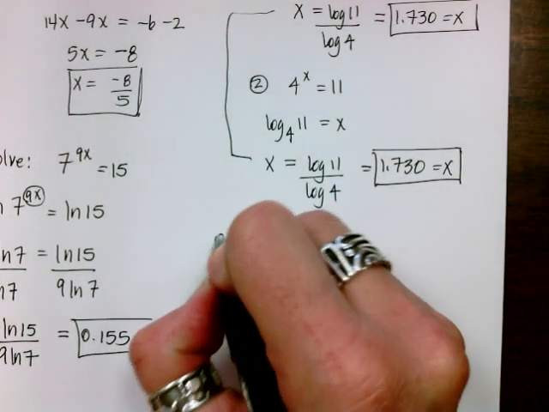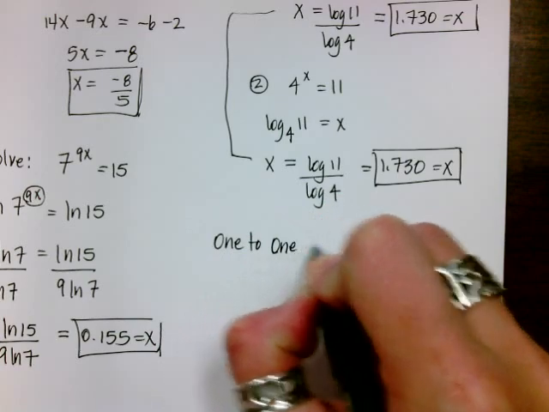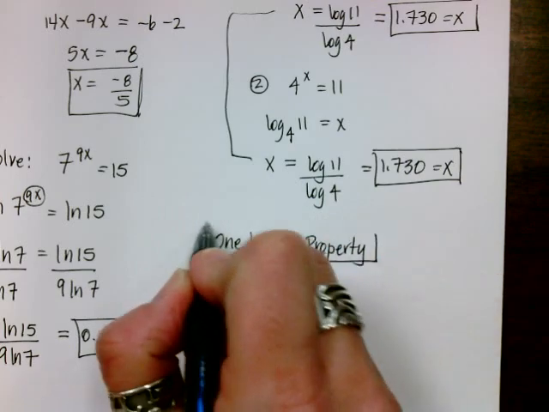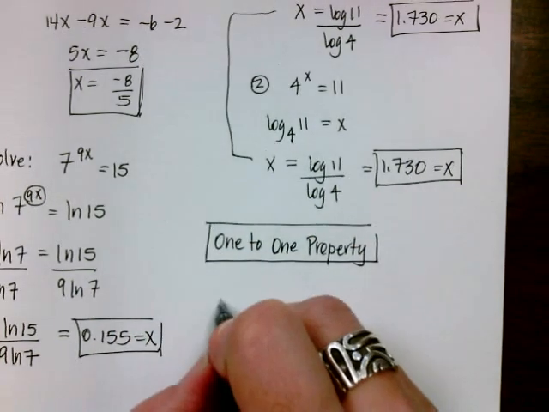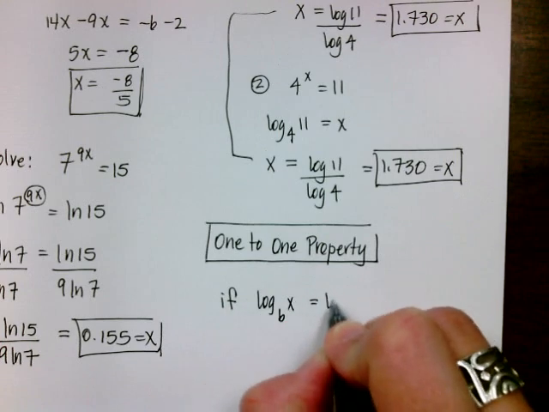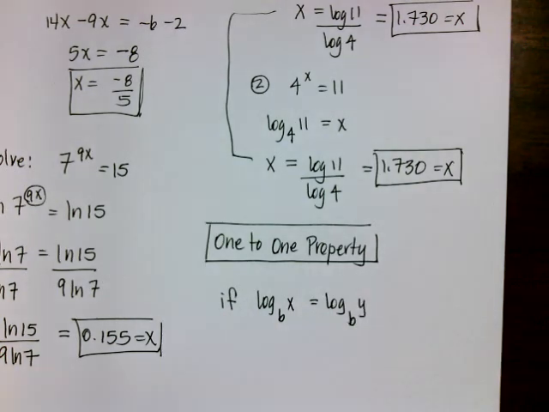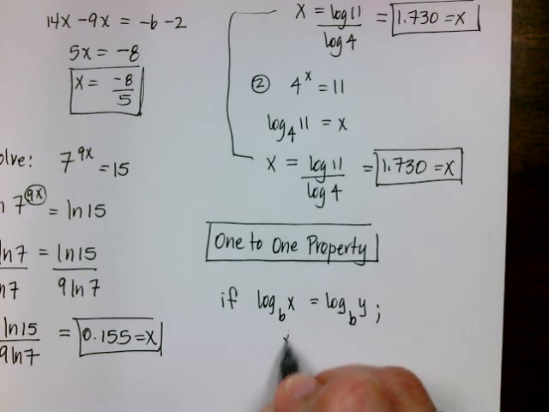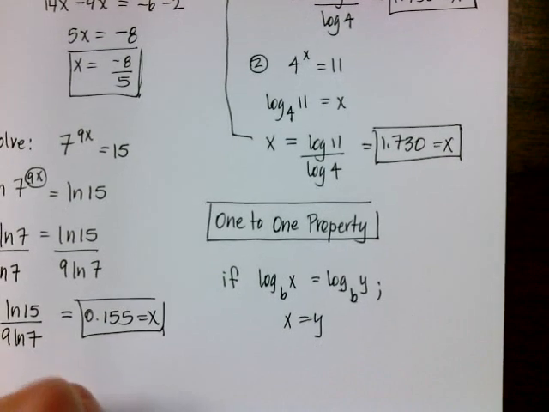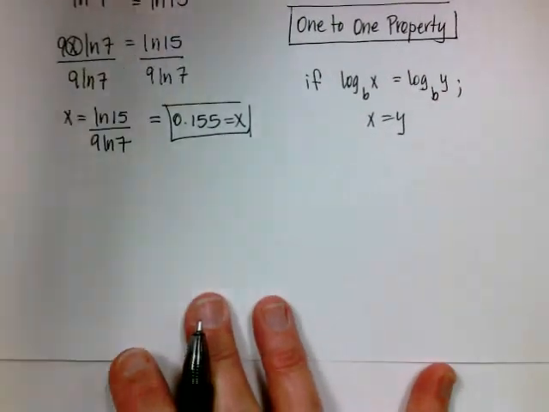There's one little property that we have to see. It's called the one-to-one property, and it's different than when we talked about one-to-one earlier in the year. The one-to-one property says if you have a situation where the log base b of x is equal to the log base b of y, notice that the bases are the same, and the base that I'm using, the common log instead of the natural log, is also the same, then I know that x equals y. Okay, so that's called the one-to-one property. So let's see an example using our one-to-one property.